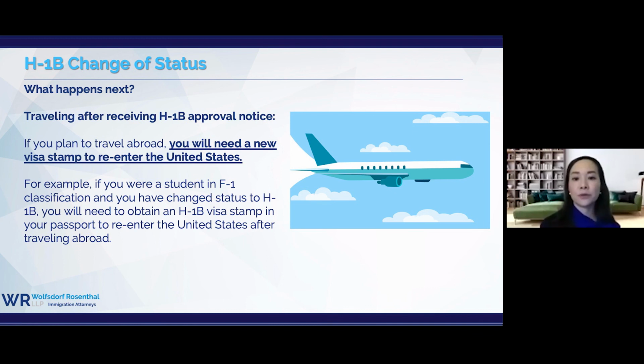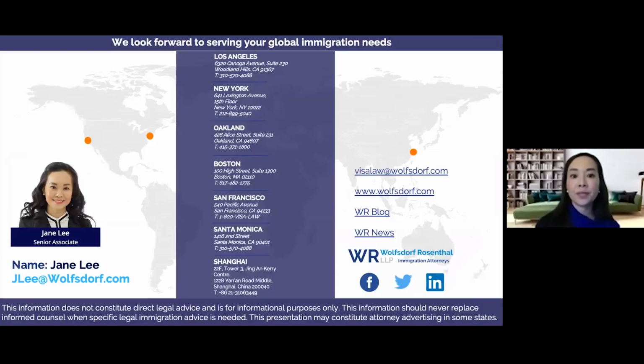Therefore, you will need to secure a visa appointment with the US consulate post in your home country. You will have an interview with the consular officer, and upon approval, you will receive an H-1B visa stamp in your passport. This new visa stamp governs your entry into the United States. Please reach out to your WR attorney for additional documents you should carry with you to your interview.